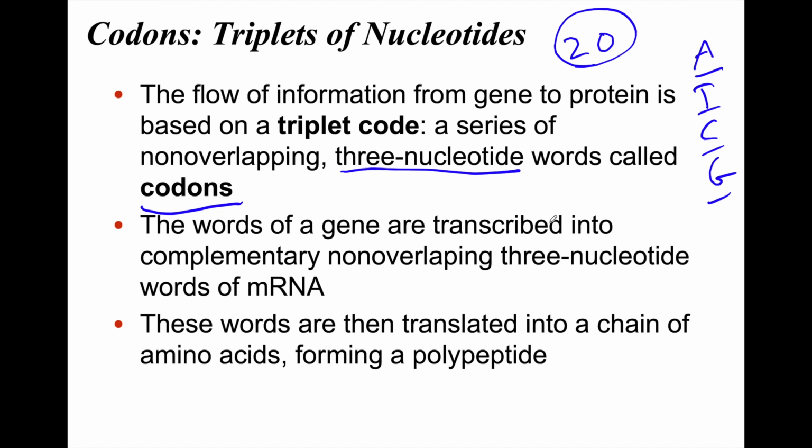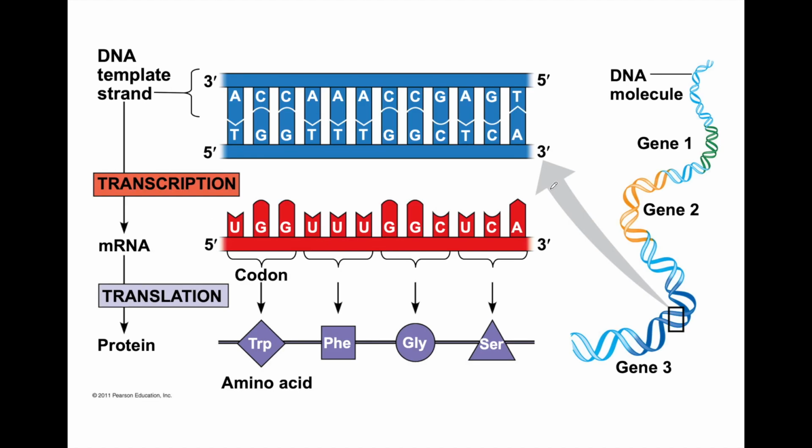So let me do that in an example. Let's say that you need more of your insulin protein right now. What's going to happen is you're going to find the chromosome that the insulin gene is on. You're going to find that particular gene. Let's say this is the insulin gene right here.